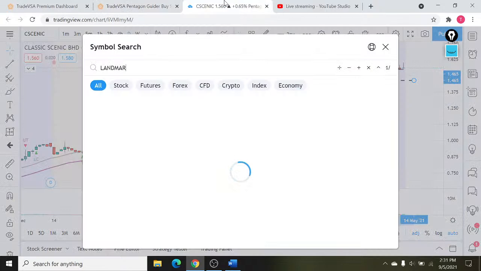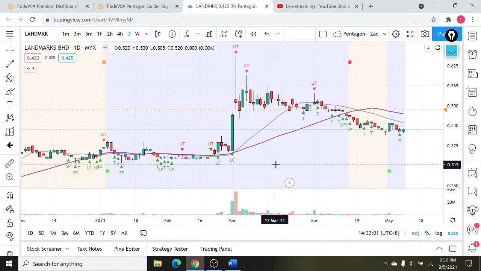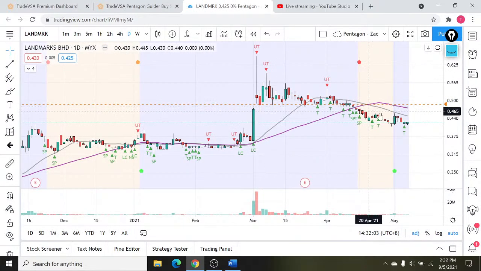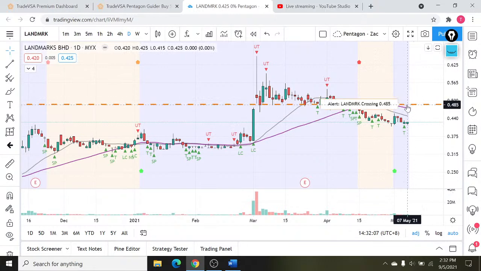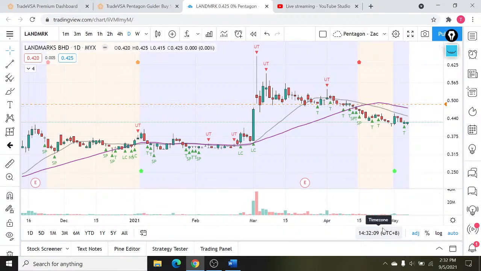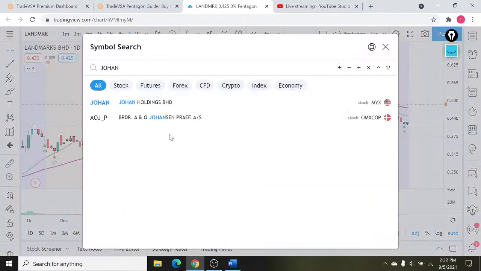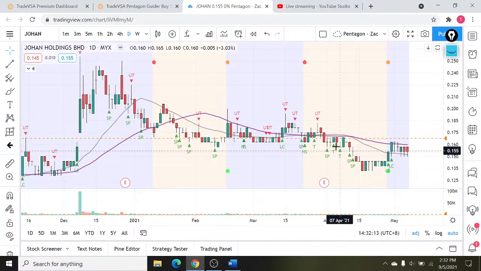Landmark, I'm looking for a shakeout. Technically I'm still interested in Landmark, but they are doing a shakeout right now, so let's see whether they can cross back up. My alert is there. Similar to Unicrop. The other one that I'm monitoring is Johan. But Johan, I cut loss before.